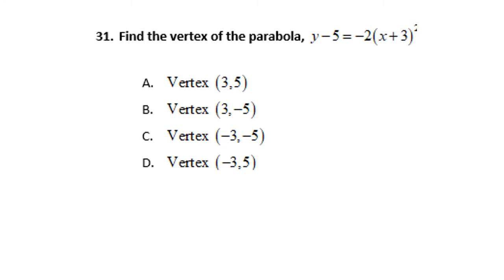Find the vertex of the parabola y minus 5 equals -2 times x plus 3 squared. A, vertex 3, 5. B, vertex 3, -5. C, vertex -3, -5. D, vertex -3, 5.